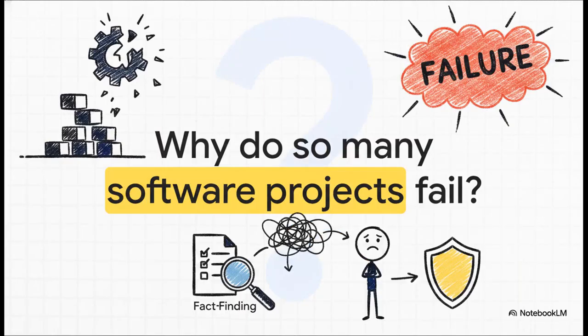But before we start memorizing a bunch of academic terms, let me ask you this. Why do so many software projects completely fail? Seriously, it's a massive issue in the industry. Well, the answer almost always comes down to misunderstood requirements. Think about it. If an engineering team doesn't know exactly what to build, they literally cannot build it right. And that is exactly why fact-finding is a system analyst's absolute best defense against project failure.